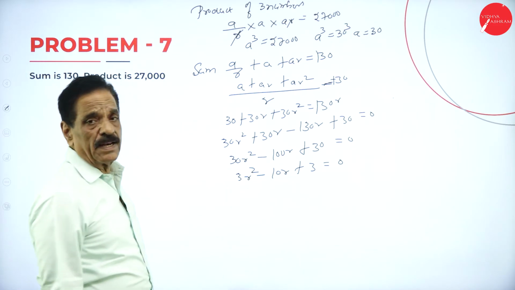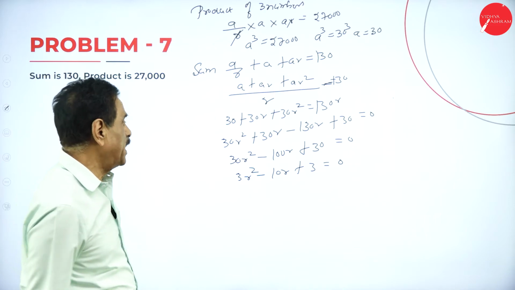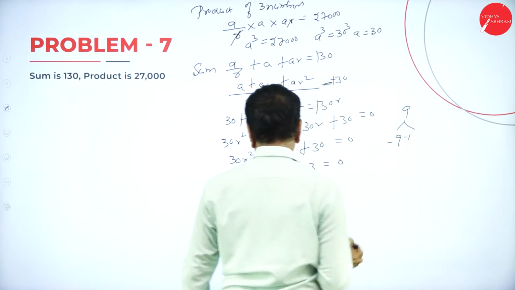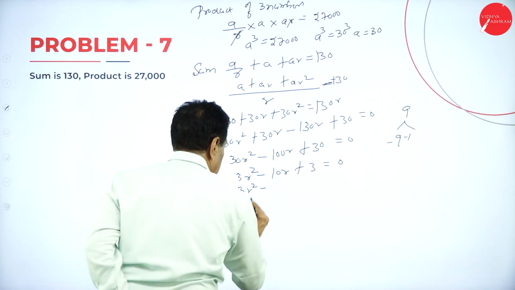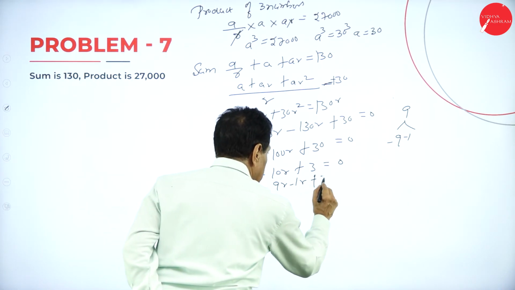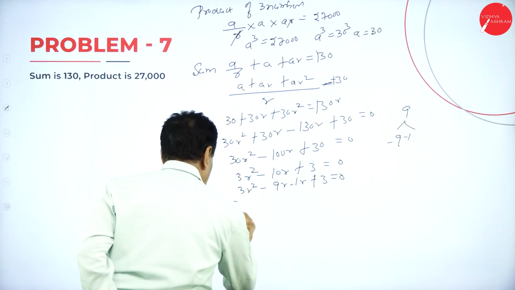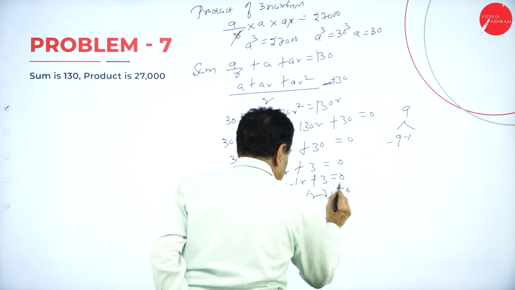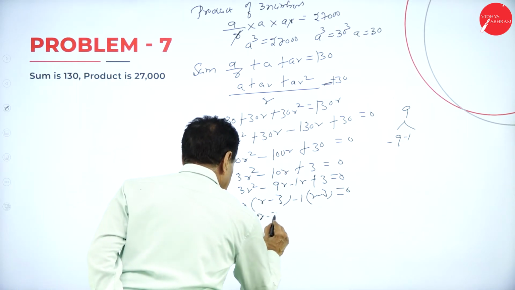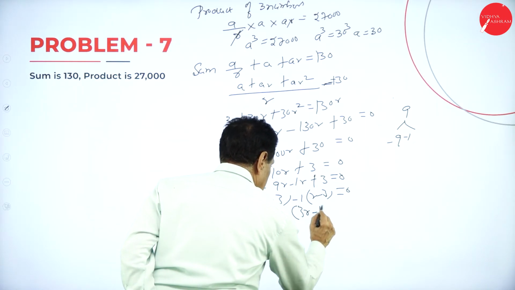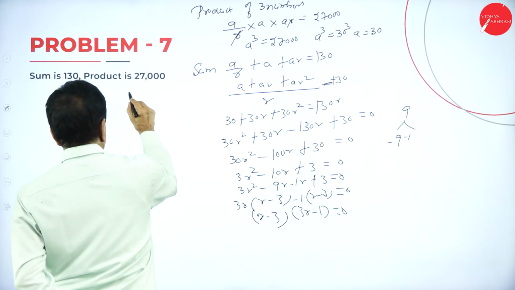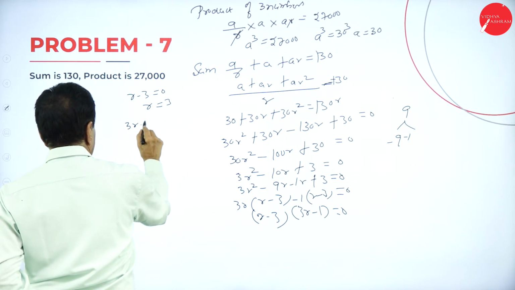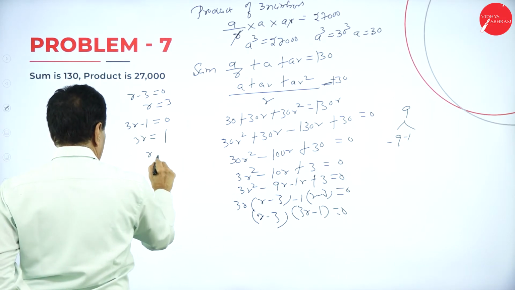3R square minus 10R plus 3. So 3 threes are 9, the middle term is 10, 9 ones are 9, 9 plus 1, 10. 3R square minus 9R minus 1R plus 3 is equal to 0. 3R common, R minus 3, minus 1 common, R minus 3. So R minus 3, 3R minus 1 is equal to 0. R minus 3 is 0, R is equal to 3. 3R minus 1 is 0, 3R is 1, R is equal to 1 by 3.